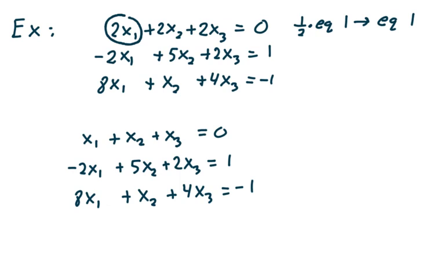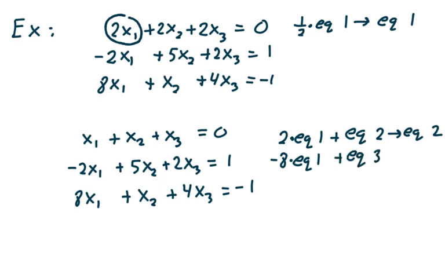Okay? Now, from here, I'm going to take 2 times equation 1, add it to equation 2, put the result back into equation 2. And I'm going to take negative 8 times equation 1 plus equation 3, put the result back into equation 3.